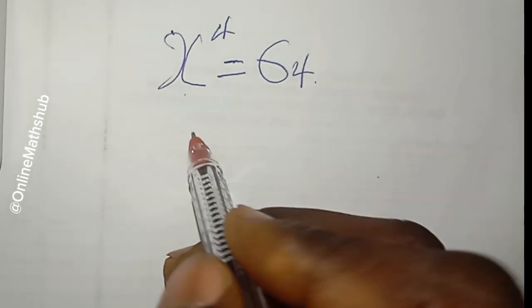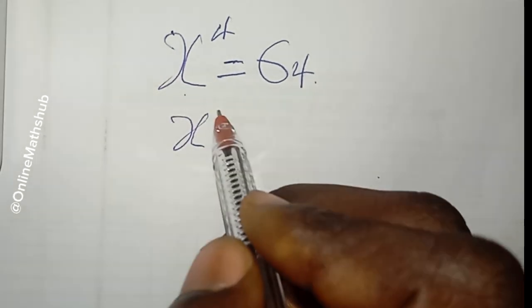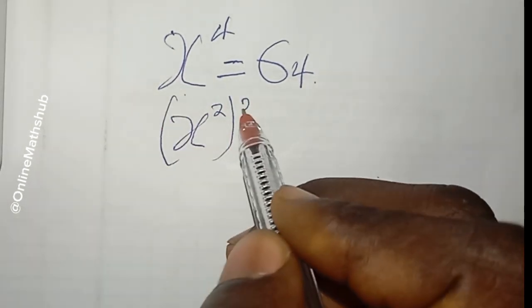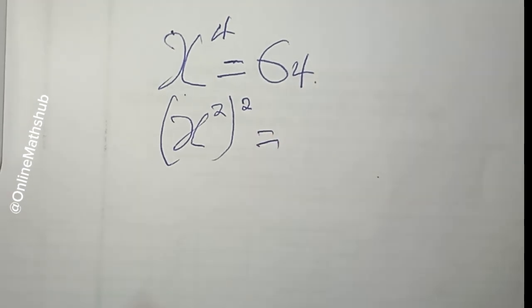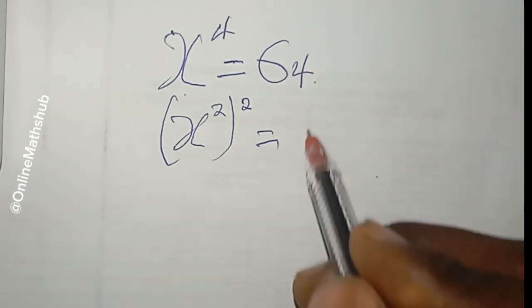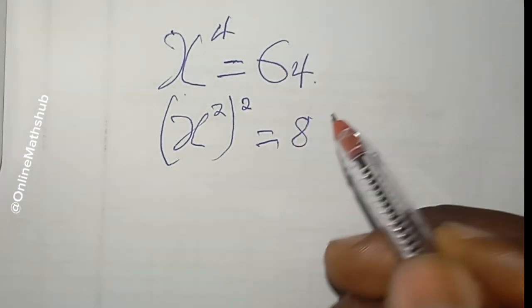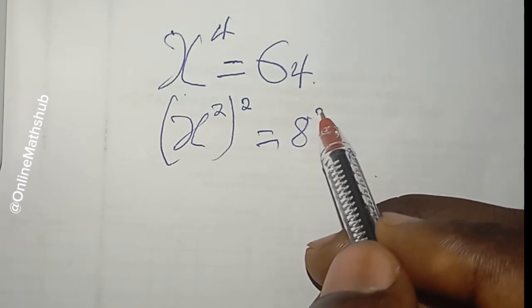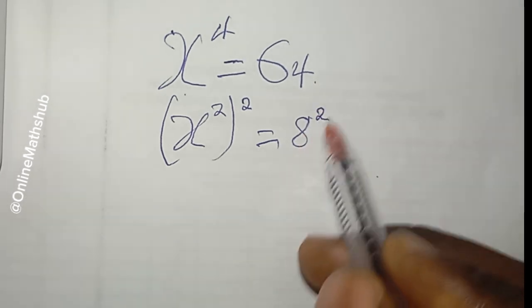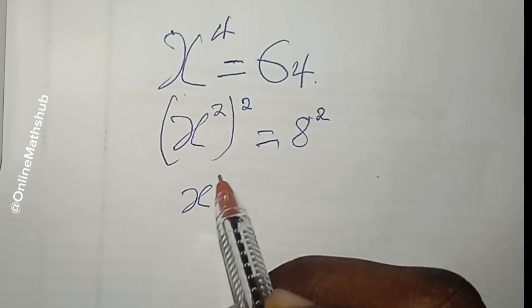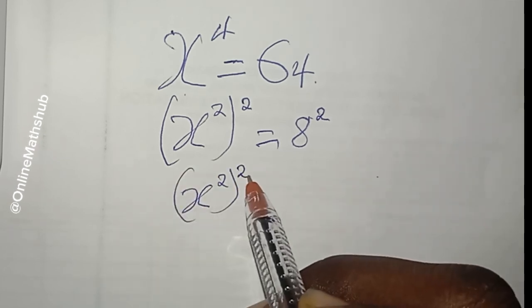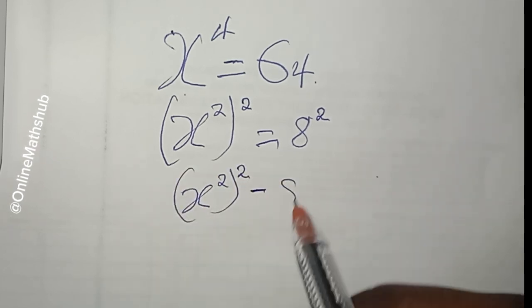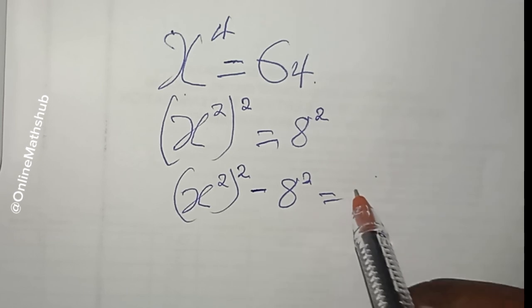So I can actually write this x power 4 as x power 2 and then raised to power 2 is equal to, even this 64, I can also write it in power of 2 as 8 power 2. Let me subtract this 8 power 2 from both sides so that I'm going to be having x power 2 raised to power 2 minus 8 power 2 is equal to 0.